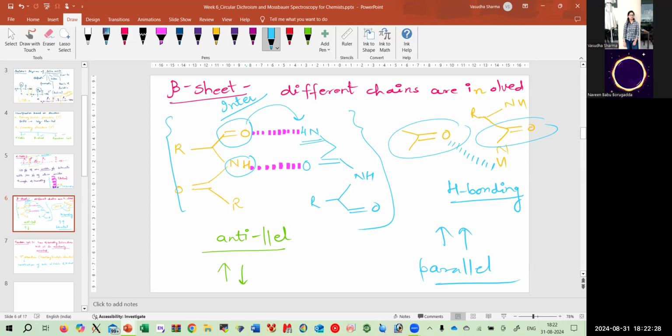Since the oxygen is interacting with NH, and then NH is interacting with oxygen, this kind of formation leads to an anti-parallel structure. Whereas if the similar groups are on the same side, say a carbonyl group is heading towards this side, and the other carbonyl group of the other chain is also heading towards the same side, and still they have a hydrogen bonding interaction, that would lead to a parallel beta sheet structure.